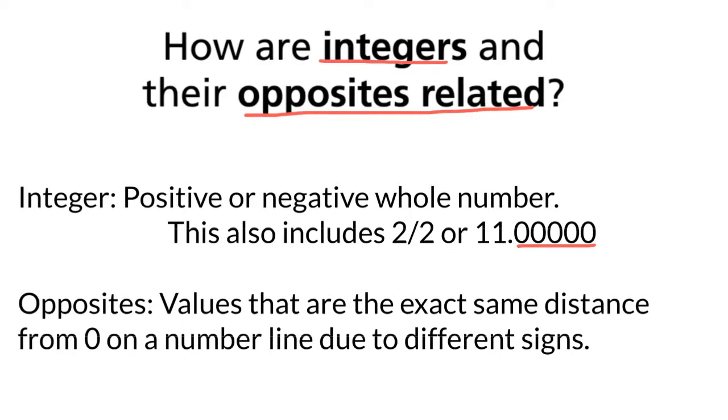Opposites are values that are the exact same distance from 0 on a number line due to different signs. So an example of opposites might be 6 and -6. The thing with opposites is that they're going to cancel each other out. So both 6 and -6 are opposites because they're both 6 spaces from 0. Make sure you pause the video if you're not ready to go on.